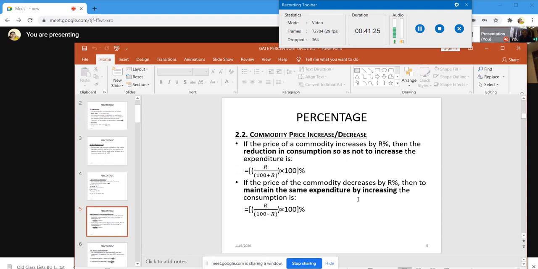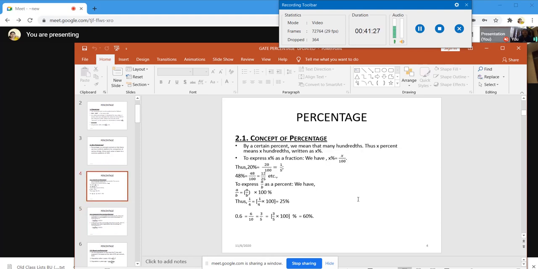So the concept of percentage, I said, is for 100. That's it. For example, 20% means 20 per 100. 20 by 100 can be written in fraction as 1 by 5. Likewise 48 percent can be written as 48 by 100, which can be written as 12 by 25. So to express A by B as a percentage, it is A by B into 100 percent. That's it.